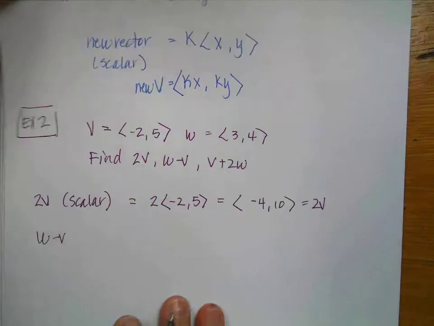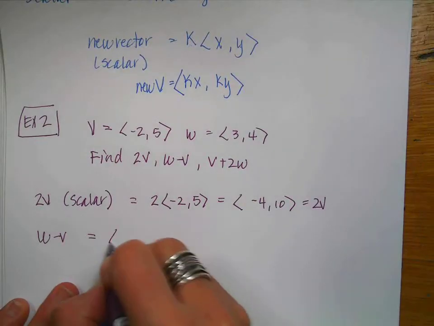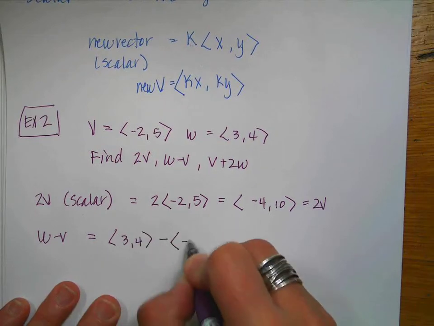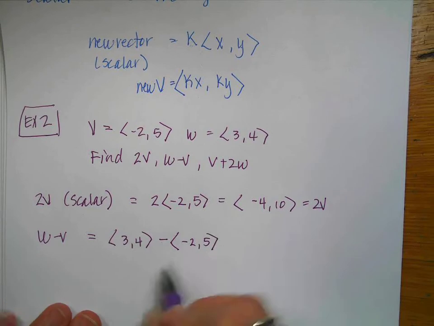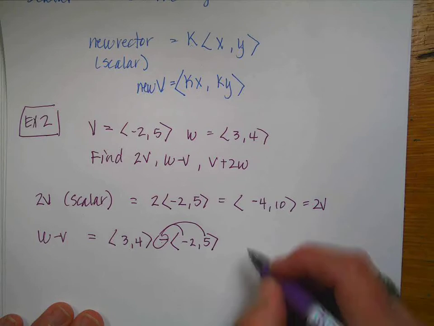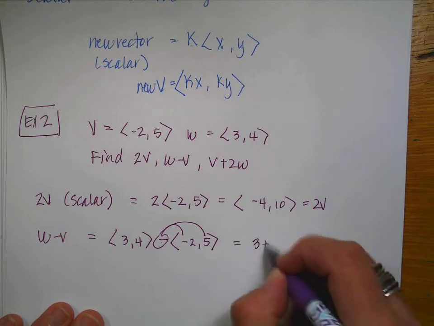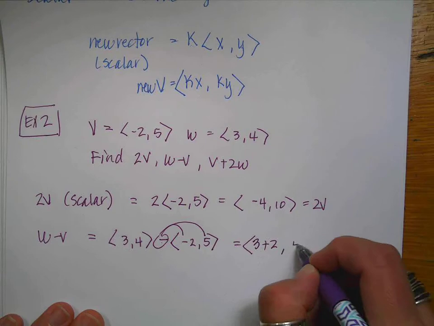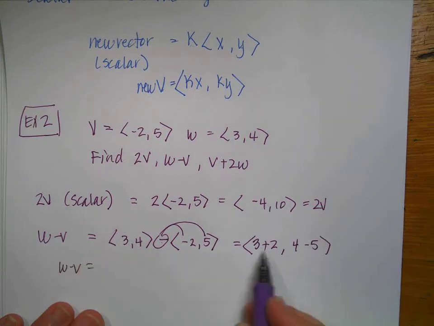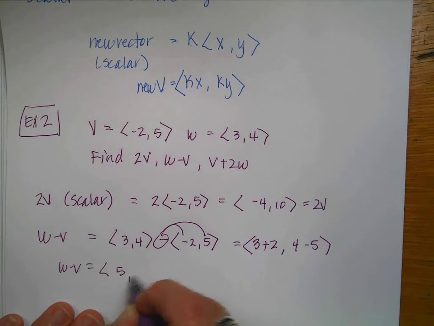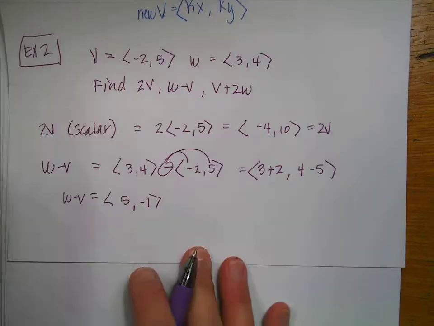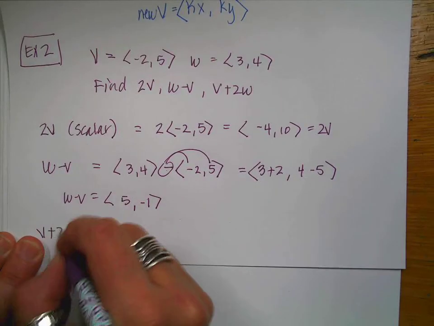That was pretty easy. If I do W minus V, I'm just going to do that simple math. I'm going to take the vector W, which is <3, 4>, and I'm going to subtract vector V, which is <-2, 5>. The negative applies to everything on the inside of the brackets. So this is going to be 3 plus 2, and then 4 minus 5, and W minus V is going to equal <5, -1>. So not very complicated math.